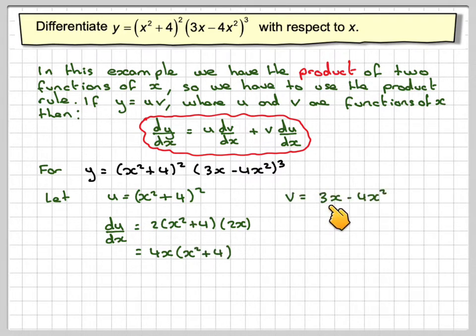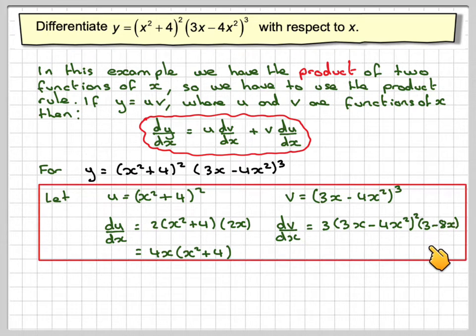v will be equal to (3x minus 4x squared) cubed. So differentiating that, you bring down the 3, write down the bracket, reduce the power by 1, and then differentiate the bracket. So now you're going to get dv by dx is 3 times (3x minus 4x squared) squared, times 3 from the differential of 3x, and then minus 8x from the differential of minus 4x squared.